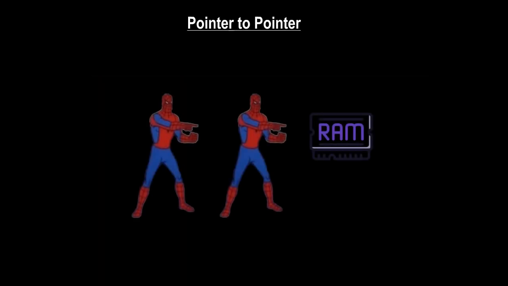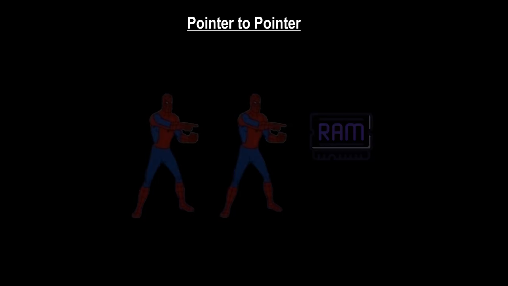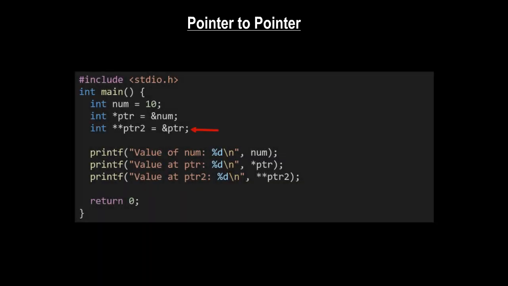A pointer to a pointer is a variable that holds the address of another pointer. Let's see how it works. Here, ptr2 is a pointer to ptr, which in turn is a pointer to num. We use double dereferencing to access the value of num through ptr2.